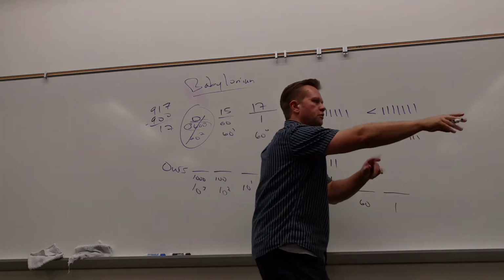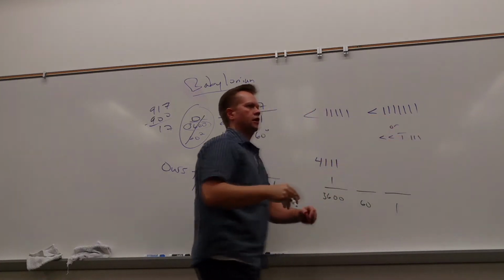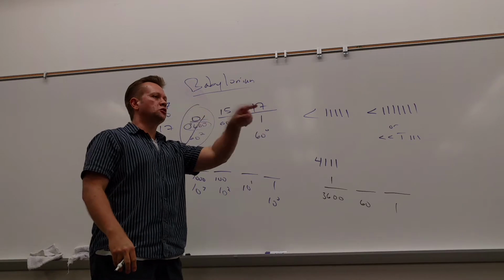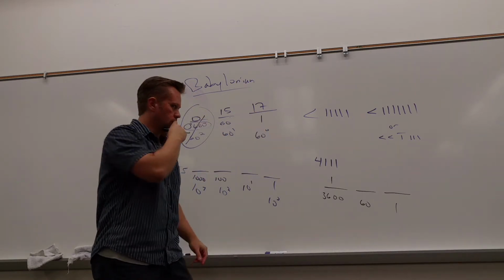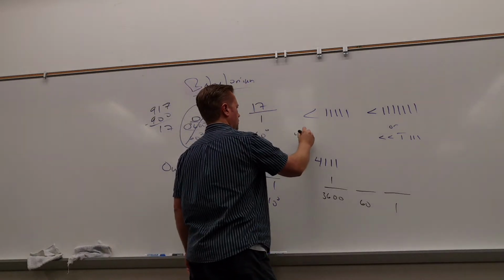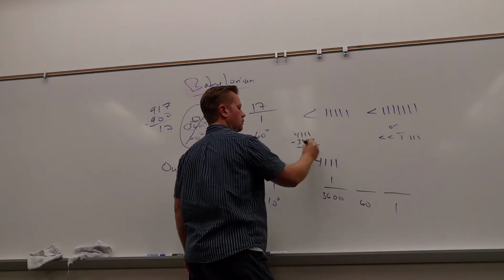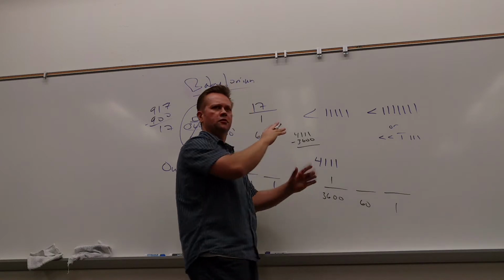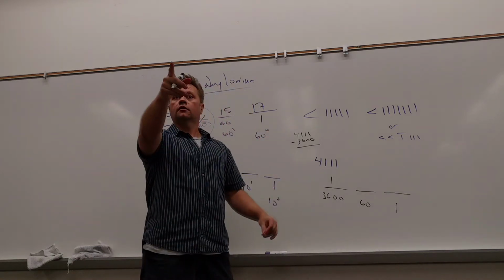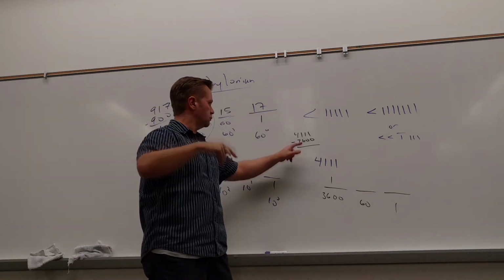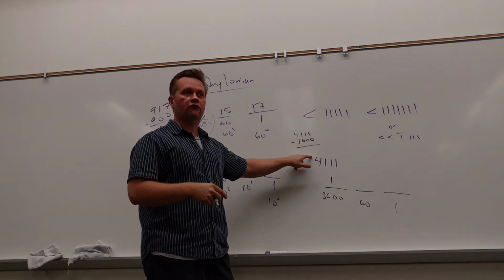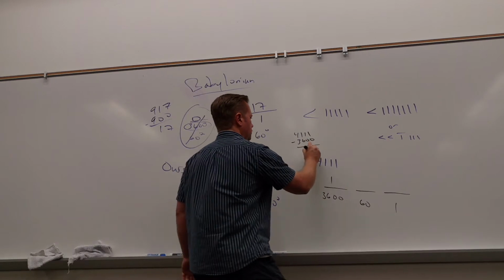All right. So you know it's 1, but it's 1 point something, right? Now watch. Subtract 1. Now multiply by 3600. Somebody went wrong. 511. Because what's 4111 minus 3600? 511.